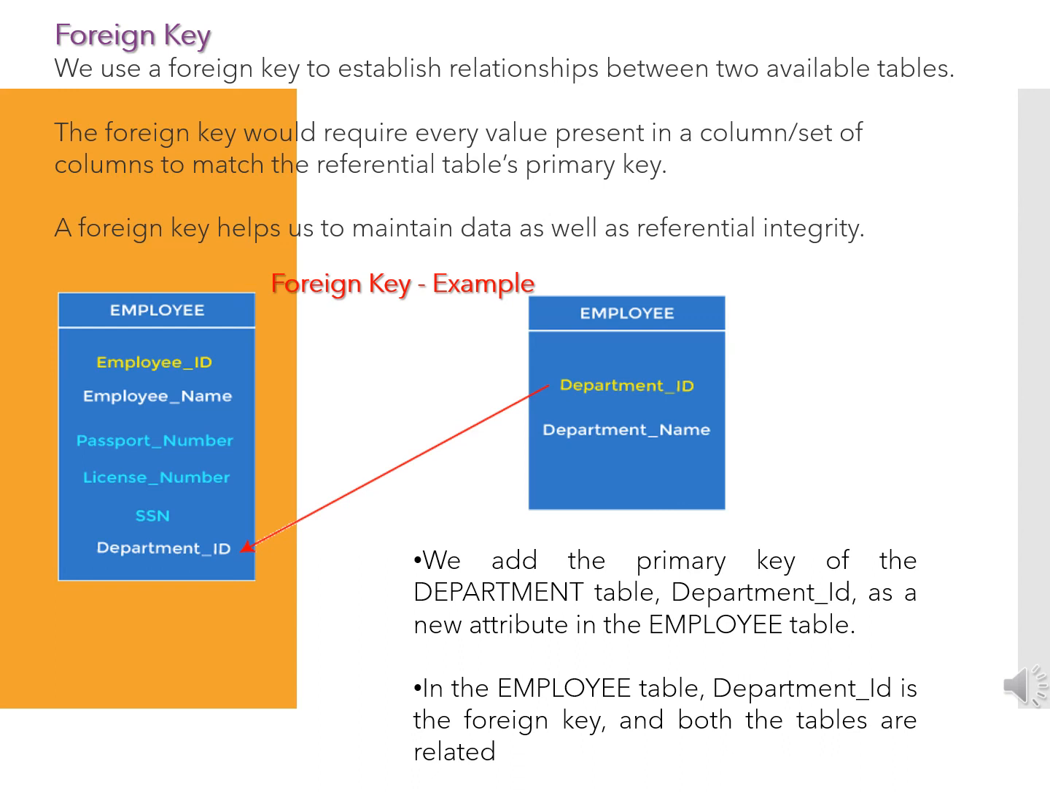If you see the example below, we add the primary key of the department table, department ID, as a new attribute in the employee table. And if you see the employee table, department ID is the foreign key and both tables are related, and thus one table can reference the other table with the help of a foreign key.